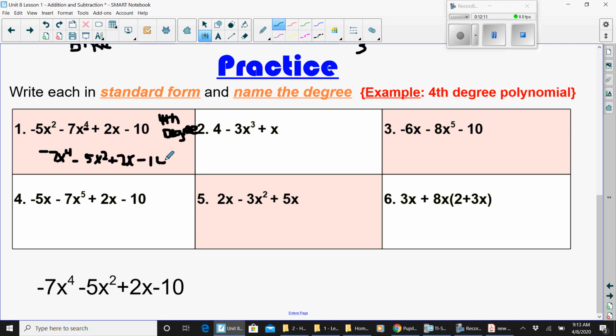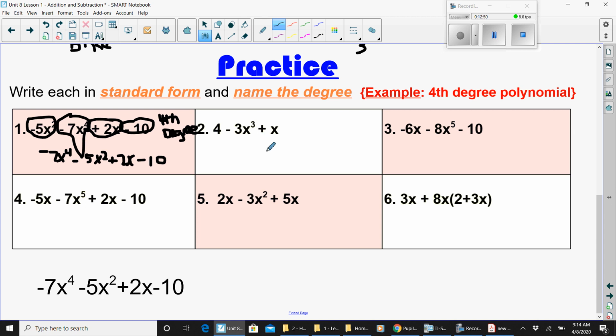The first thing I went for is this 4. So this whole thing, negative 7x to the fourth power, goes down here. Then this negative 5x squared goes next. Then this positive 2x goes next. And finally, this negative 10 goes last. So that is standard form, and the degree is the greatest exponent of one of the monomials, and that's 4.